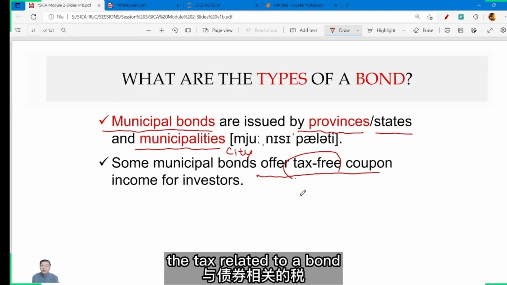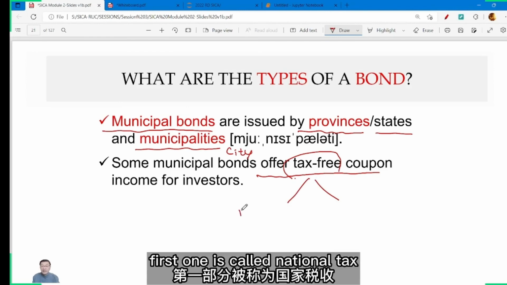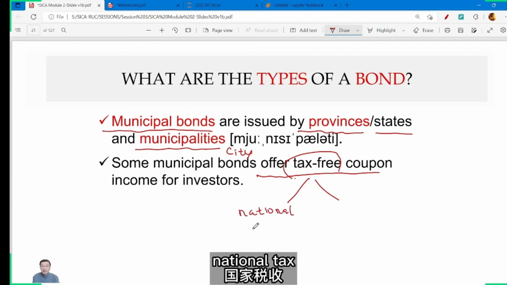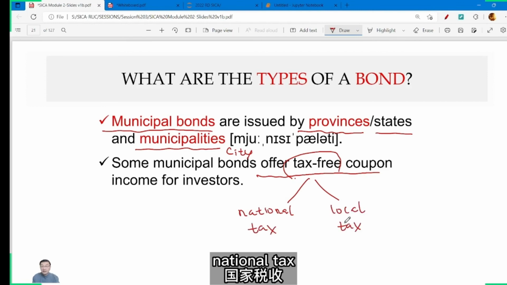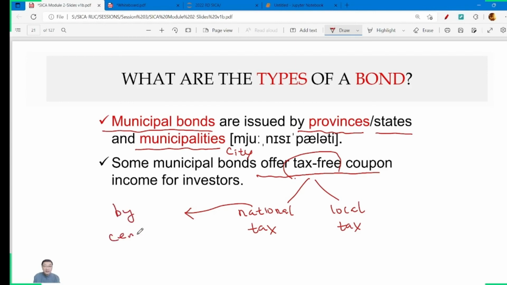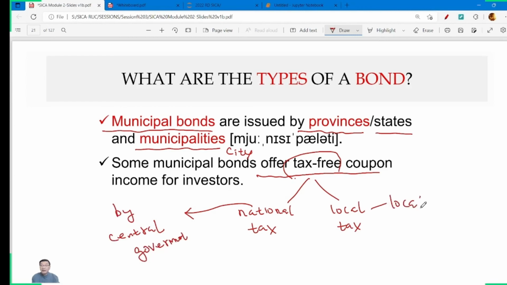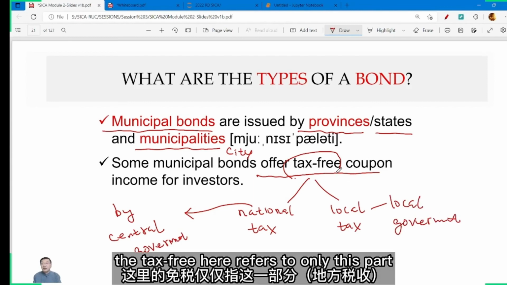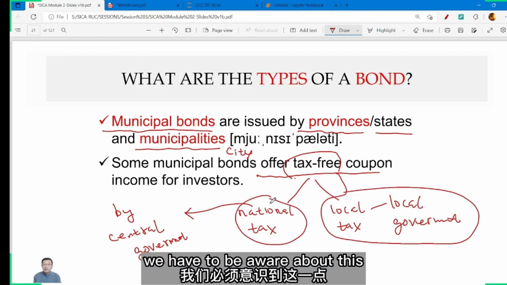The tax related to a bond usually has two parts. The first one is called the national tax, and then the local tax. National tax refers to the tax collected by central governments. The local tax is collected by local governments. The tax-free here refers to only this part, not this part. We have to be aware of this.